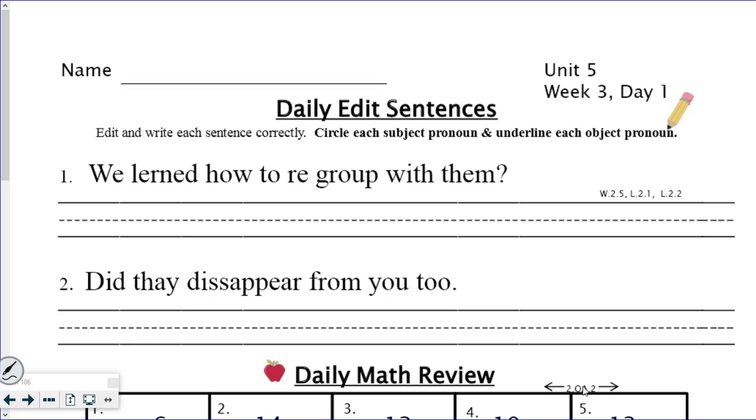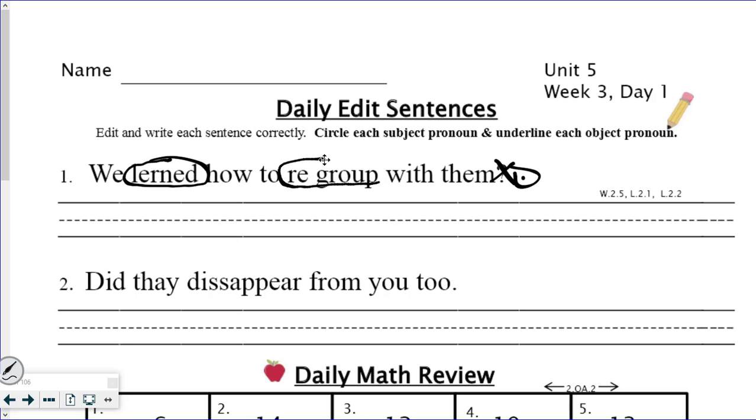Number 1, we learned how to regroup from them. So the first thing I notice is it's got a question mark. I need a period at the end. So then the next thing I see, learned is spelled incorrectly, so I'm going to circle learned.